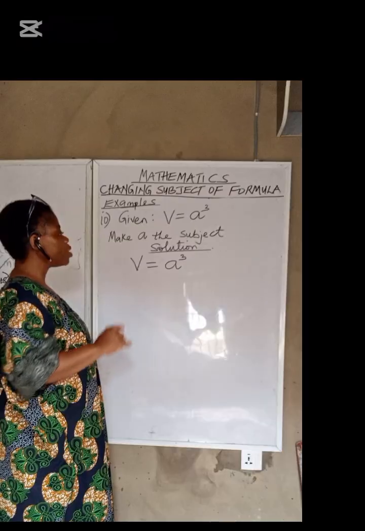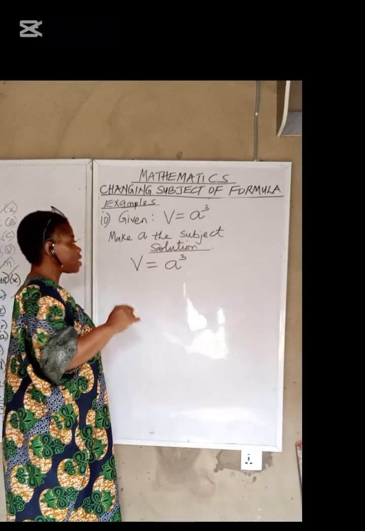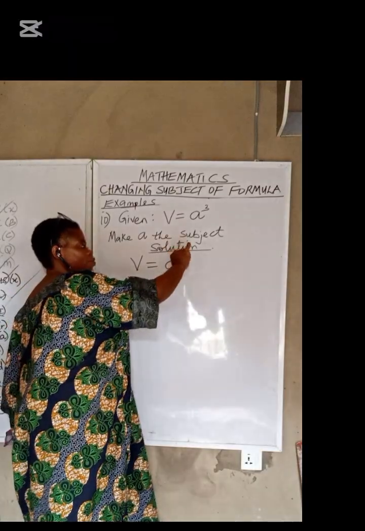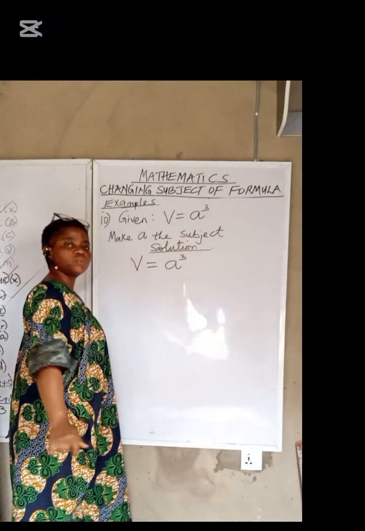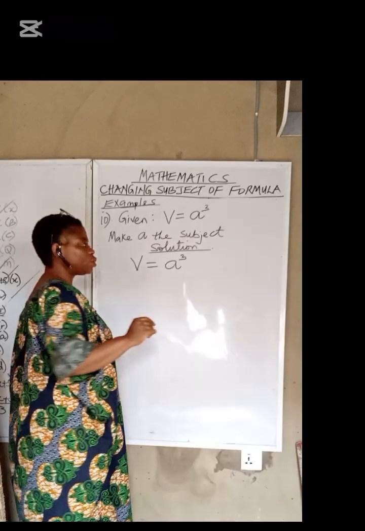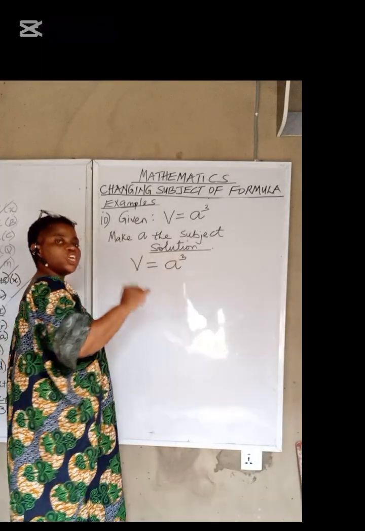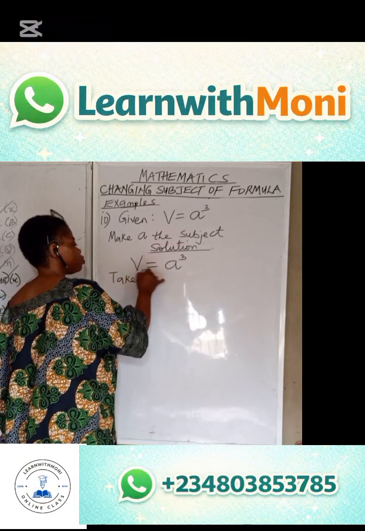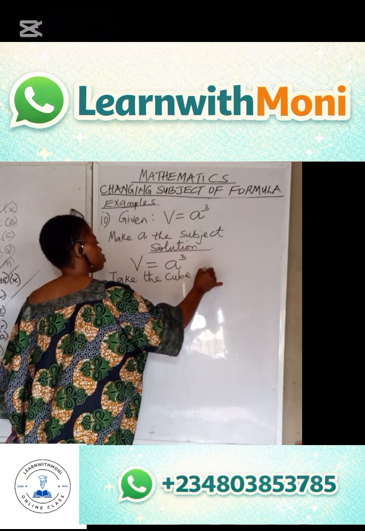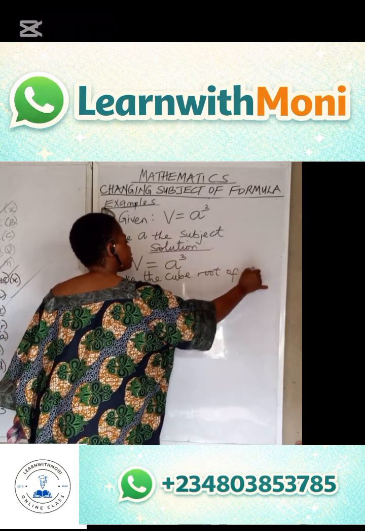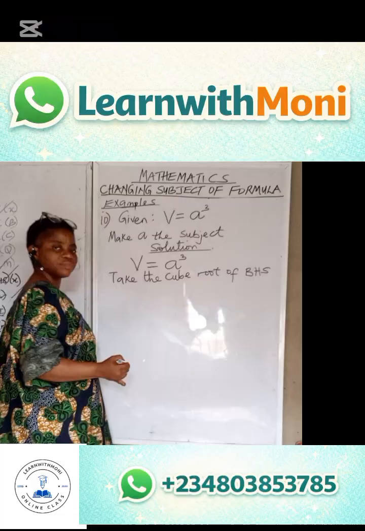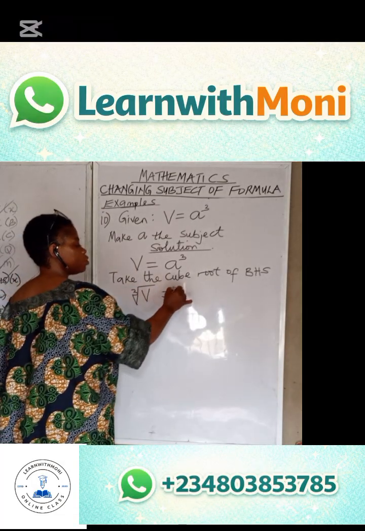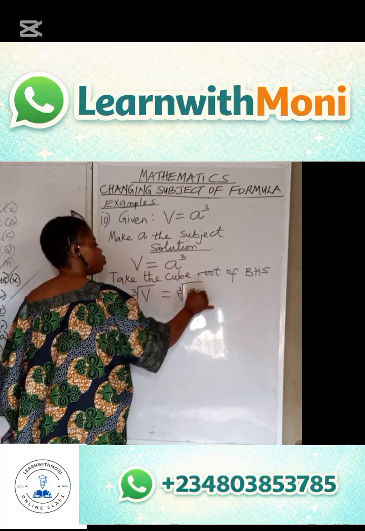V is equal to A cube. And we desire to make A the subject of the formula. That means this exponent 3, the cube, must go. The inverse operation of cube is cube root. So we take the cube root of both hand sides, which means we have cube root of V equals cube root of A cube.